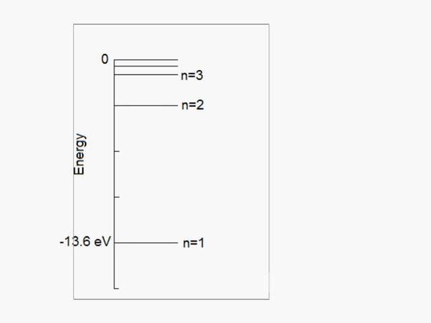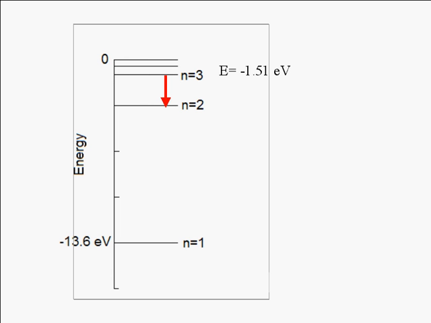Here's a diagram to help you visualize this calculation. The energy of the electron in the third orbit is negative 1.51 electron volts. When it jumps to the second orbit, it loses energy and ends up with negative 3.40 electron volts. The amount of energy lost, delta E, is negative 1.51 electron volts minus negative 3.40 electron volts, or 1.89 electron volts. 1.89 electron volts of energy is carried away by a photon.